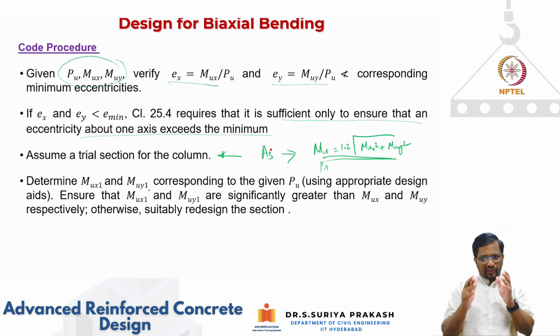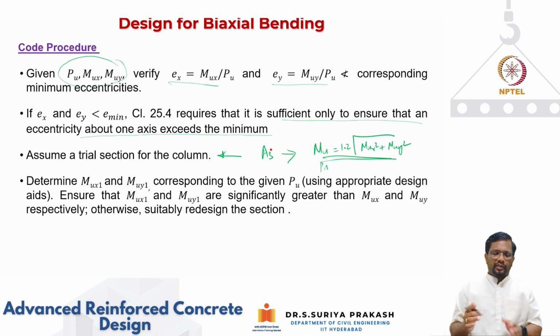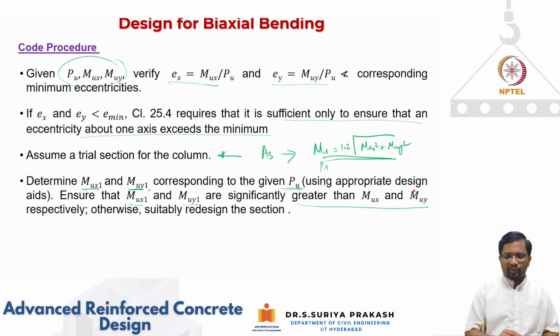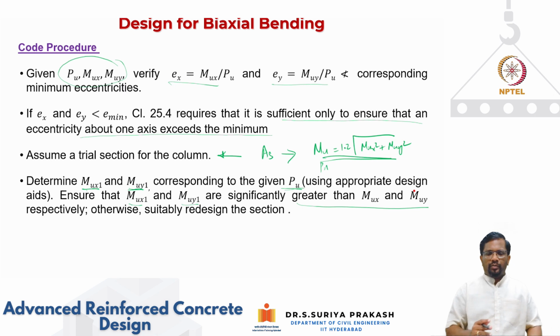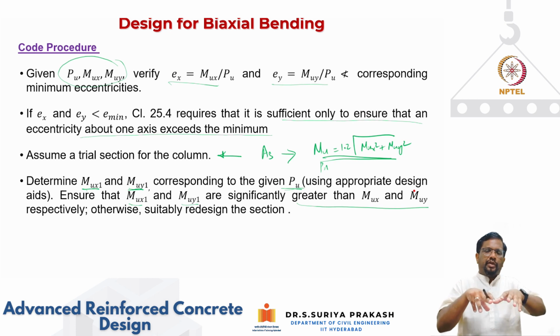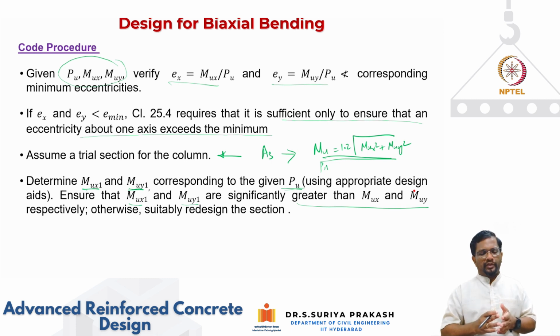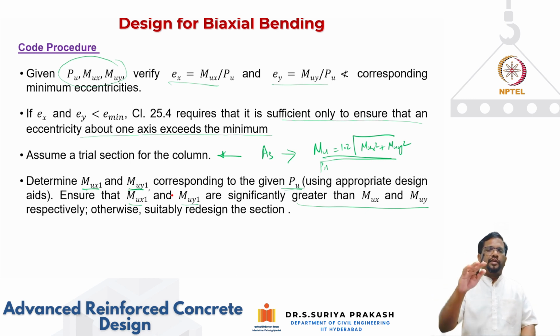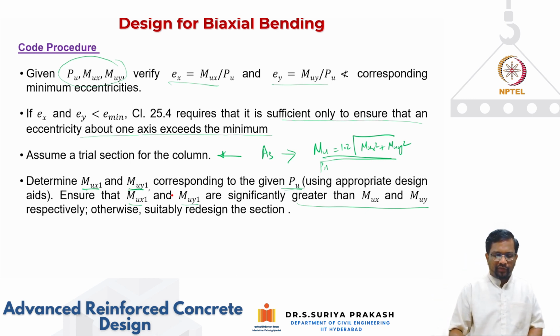Now once the section dimensions are fixed and the area of the steel is fixed, I can calculate my uniaxial bending moment capacities for a particular value of Pu. And we need to ensure that Mux1 and Muy1 are significantly greater than Mux and Muy respectively. Why is it so? Because these Mux1 and Muy1 are uniaxial bending moment capacities. When you have a biaxial bending, there will be an interaction and the capacity may not be adequate. So that is why we have to make sure that Mux1 and Muy1 are significantly greater than the respective demands. Otherwise, suitably we have to redesign the section.